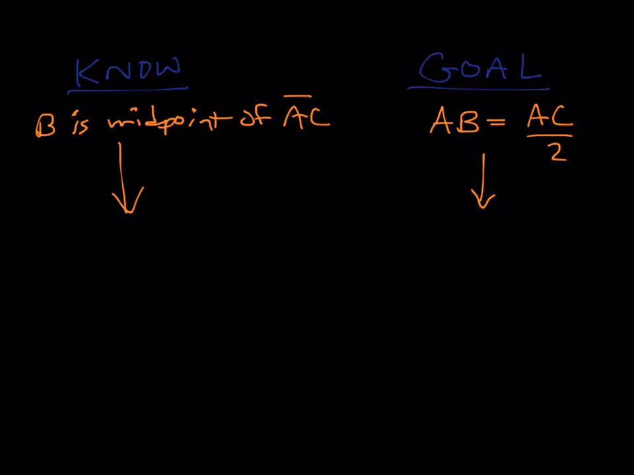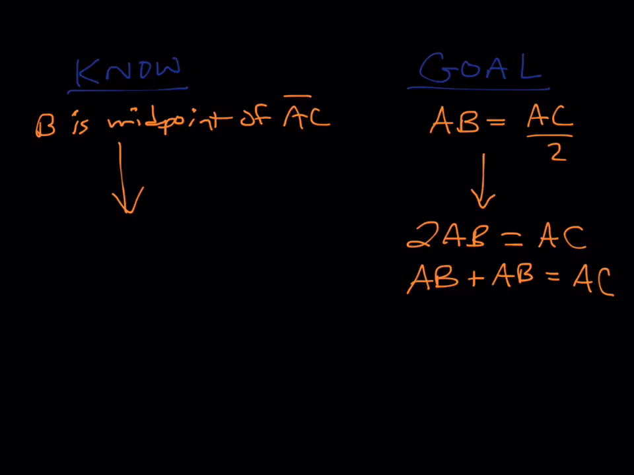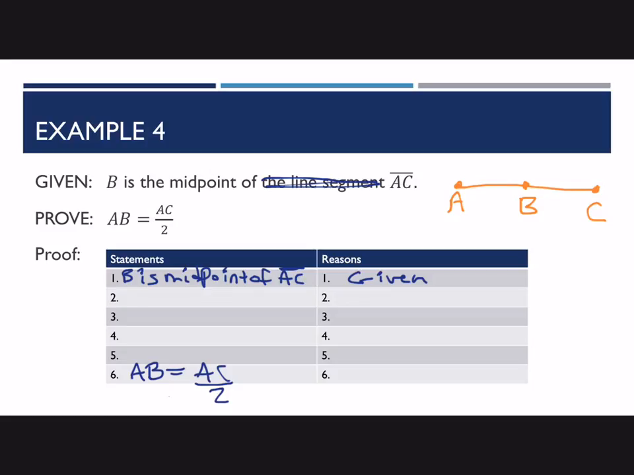Okay, so that's helpful. And then working backwards from the goal, this is an equation, so start thinking in terms of algebra, like what else you could do with that or what else you know. So a couple different options. One that stands out is the fact that we could multiply by 2, and you could get 2AB equals AC. Or if it's helpful, you could even write this AB plus AB equals AC. Okay, so those are some things we'd have to justify, but that gives us a direction to head.